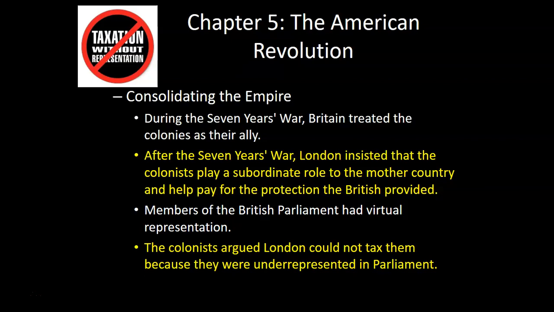Again, Chapter 5 focuses on a 20-year time period from 1763 until 1783. But just to quickly recap Chapter 4, or the end of Chapter 4, we looked at the French and Indian War. Now, the French and Indian War is a part of a larger global war known as the 7 Years' War. And it's just the result of the 7 Years' War spilling over into the North American continent and the British colonies.